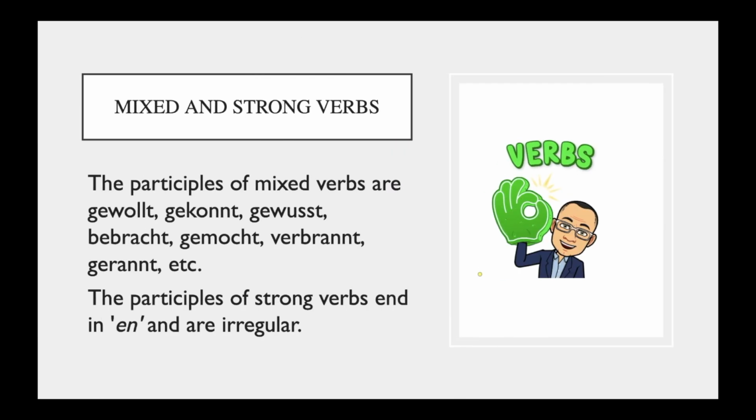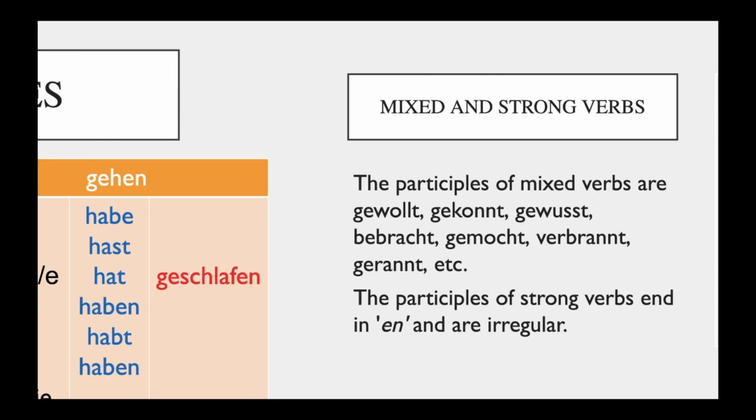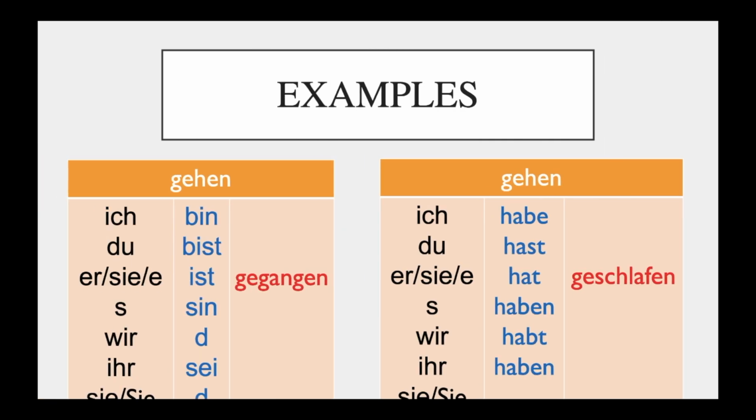Let's look at mixed and strong verbs now. The past participles of mixed verbs are gewollt, gekonnt, gewusst, gebracht, gemocht, verbrannt, and gerannt. There are a few others. The participles of strong verbs end in en. So instead of t, they end in en, and they are irregular. Let's look at these examples.